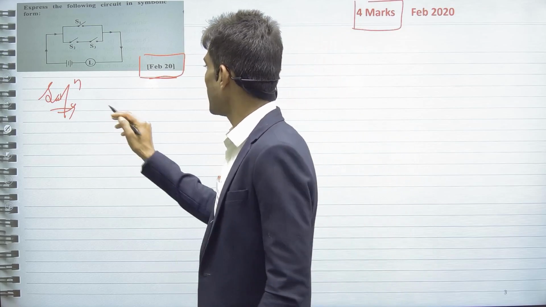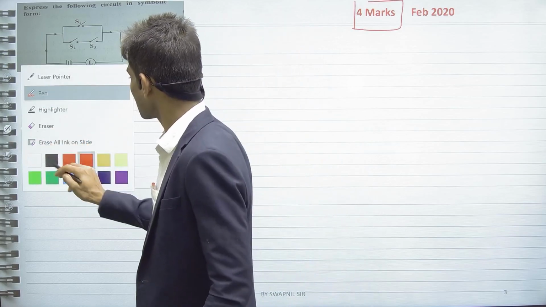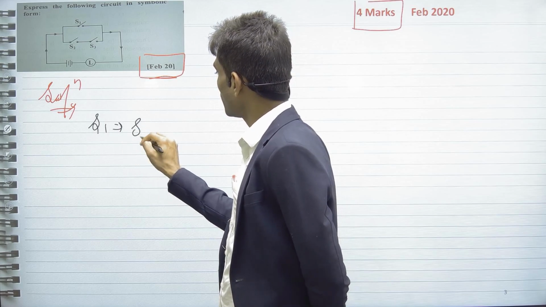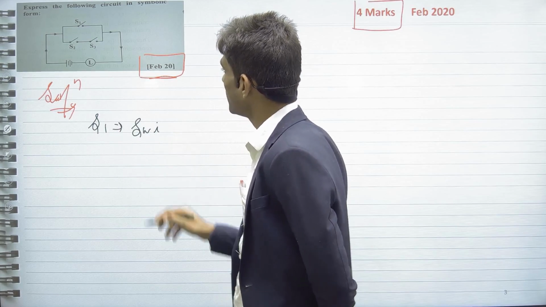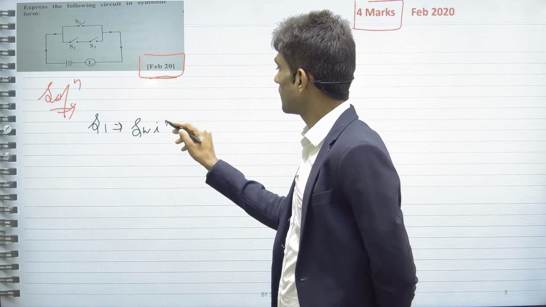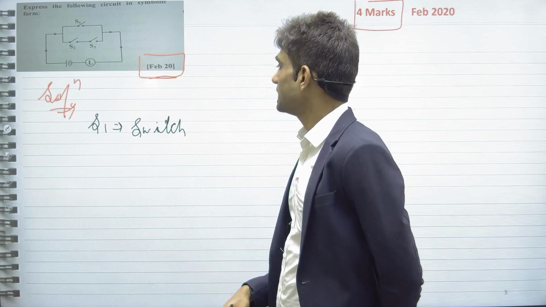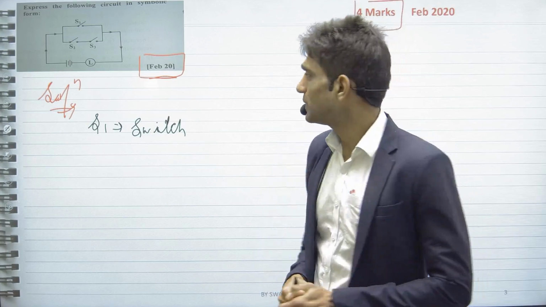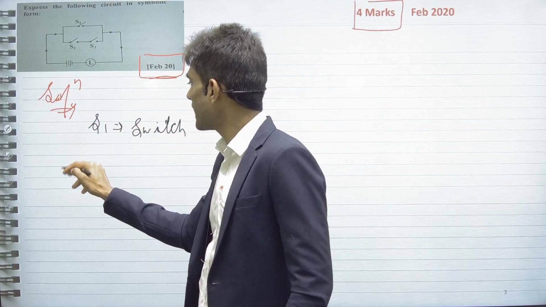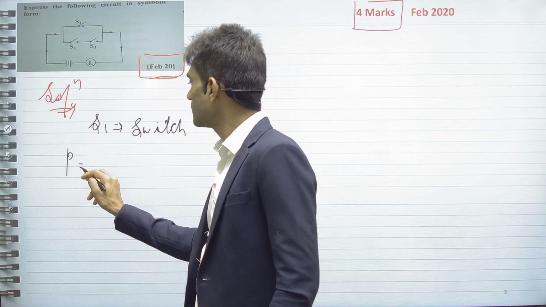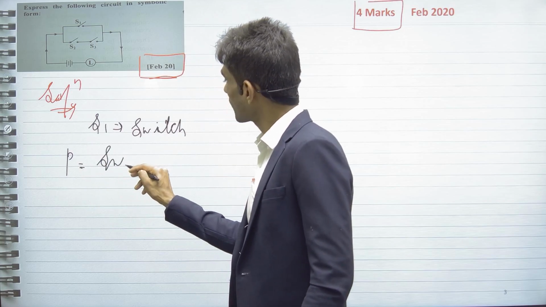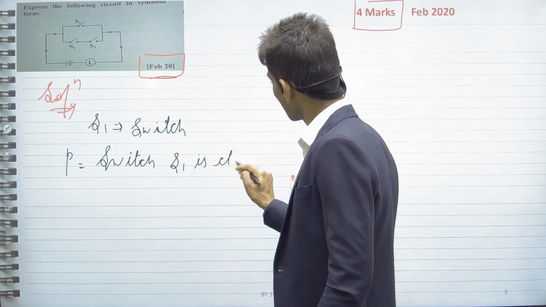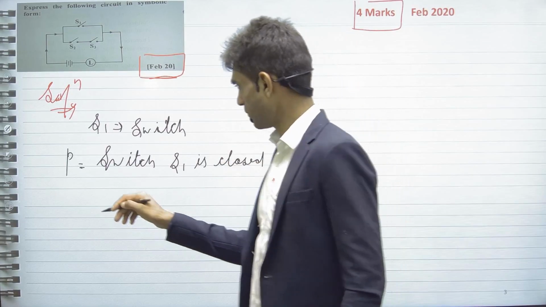First, let me change the color. We have here S1. S1 is a switch. You all have to explain what S1, S2 and S3 are. S1 is a switch. Now represent that switch as a statement. I consider S1 as P, so P can be written as: switch S1 is closed. Why is it closed? Because we don't have negation there.